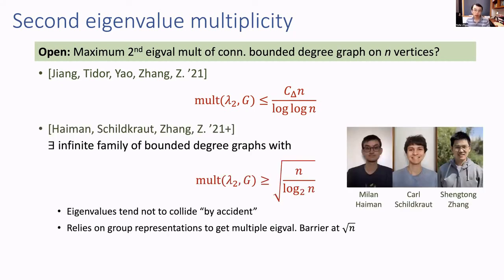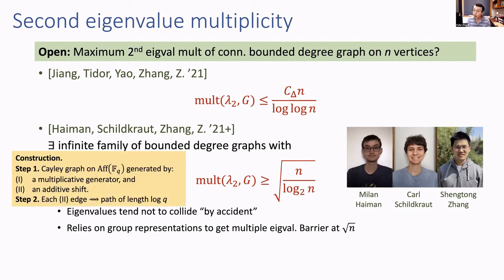In a follow-up work with Milan Hyman, Carl Schildkraut, and Shengtong Zhang, the 3 undergrads at MIT, we managed to construct an infinite family of bounded degree graphs where the second largest eigenvalue multiplicity is at least square root of n over log n. This also uses group symmetries to get eigenvalue collision. And we think that this method hits a barrier at around root n. Just because if you give me a group of order n, all of its irreducible representations have dimension at most square root of n, because the sum of the dimension squares has to add up to n. So getting beyond root n will require new ideas.